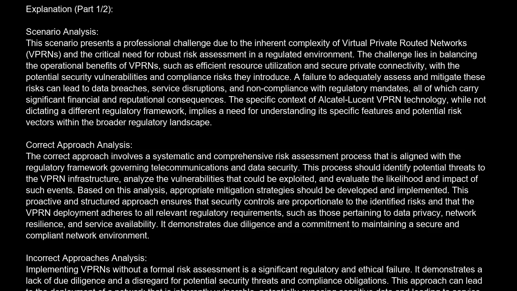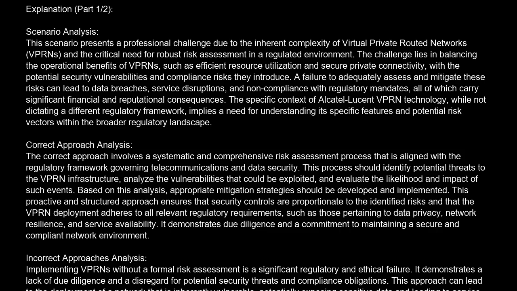Correct approach analysis. The correct approach involves a systematic and comprehensive risk assessment process that is aligned with the regulatory framework governing telecommunications and data security. This process should identify potential threats to the VPRN infrastructure, analyze the vulnerabilities that could be exploited, and evaluate the likelihood and impact of such events. Based on this analysis, appropriate mitigation strategies should be developed and implemented.